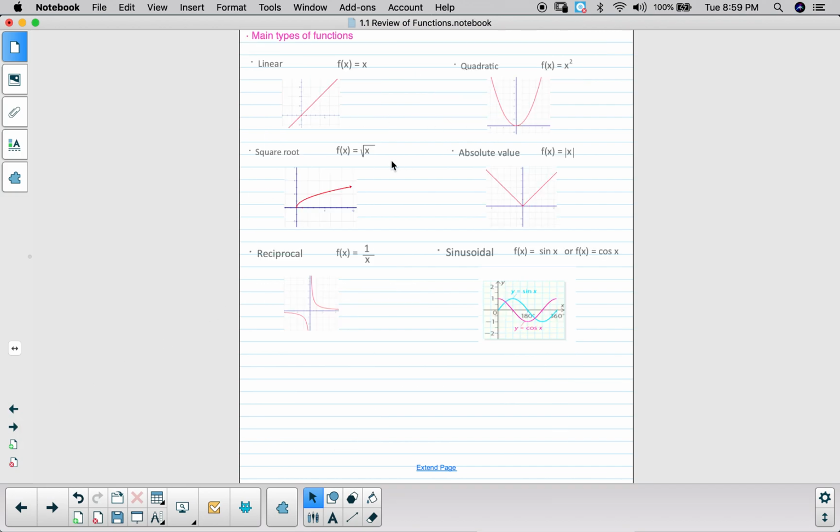Let's review the types of functions that we have seen. The linear function, which is f of x equals x. The quadratic function, f of x equals x squared. The square root function, f of x equals root of x. The absolute value function, which is f of x equals absolute value of x. The reciprocal function, f of x equals 1 over x. And the sinusoidal functions, f of x equals sine x or f of x equals cos x. And you have to know how to sketch the graphs of these parent functions.